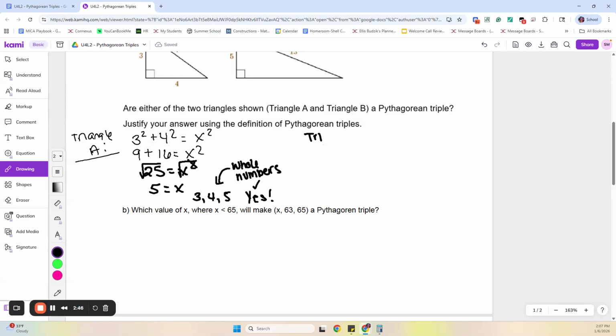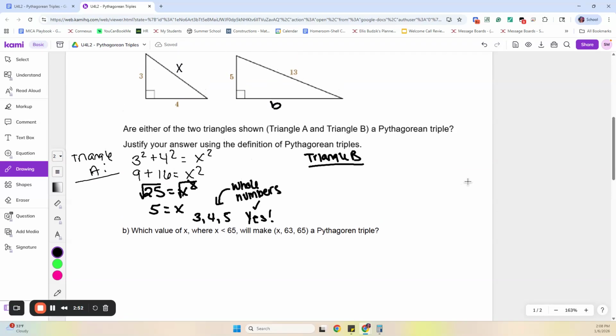Same thing with triangle B. So let's see for triangle B. We are missing this leg over here, so we can say that's b. So I'm going to plug that in and do 5 squared plus b squared equals our hypotenuse, 13 squared. We get 25 plus b squared equals 169. Subtract our 25 on both sides. We get b squared equals, when we subtract, 144. And then we're going to square root, and we're left with b equals 12.